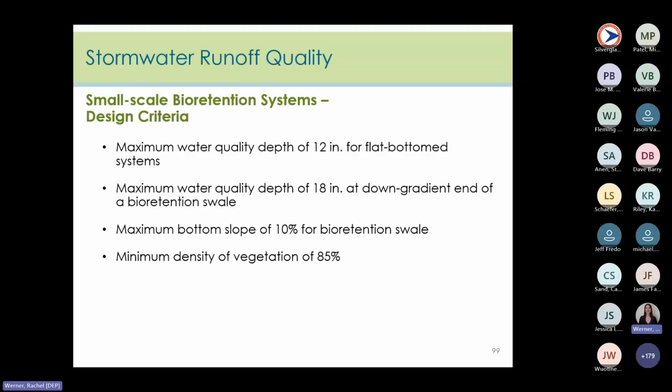Small-scale bioretention systems also have specific design criteria for water quality depth, which is 12 inches instead of the 24 inches we saw for infiltration basins, bottom slope, and density of vegetation. All of this can be found in Chapter 9.7 of the BMP manual. And you, as a reviewer, need to make sure this is met.